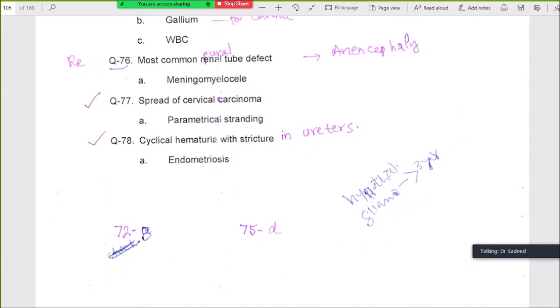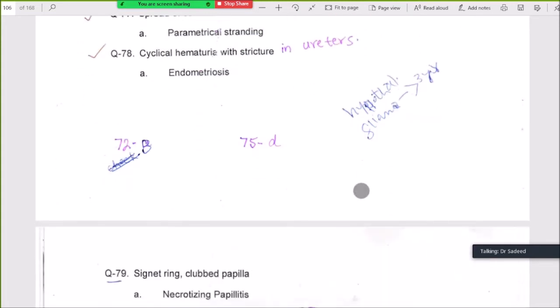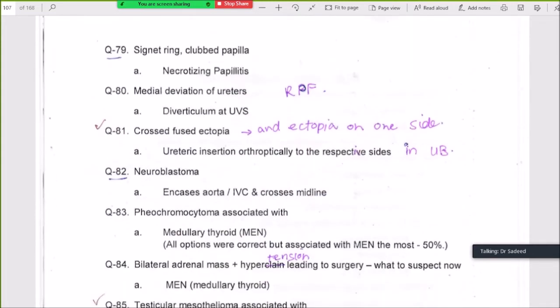Now hypothalamic glioma occurs in patients greater than 3 years of age. Question 79. Signet ring sign in the papilla is seen in necrotizing papillitis. 80. Medial deviation of ureter is seen in retroperitoneal fibrosis.